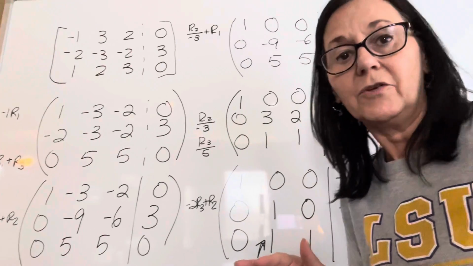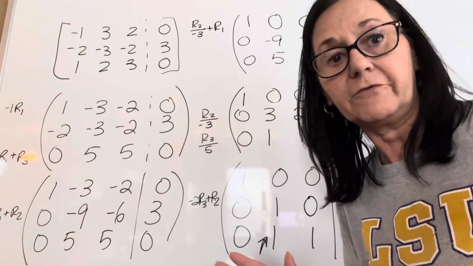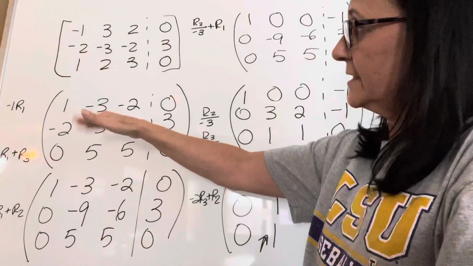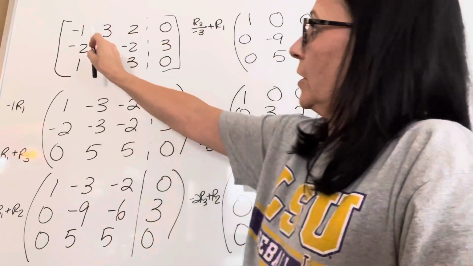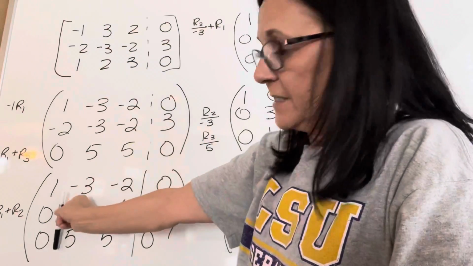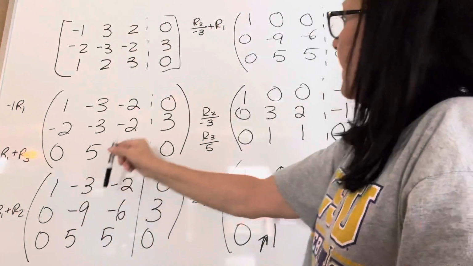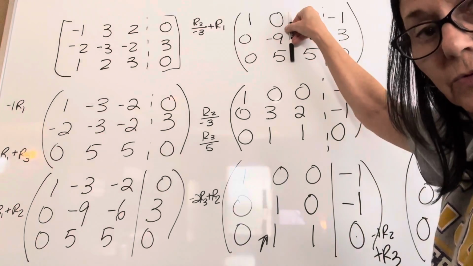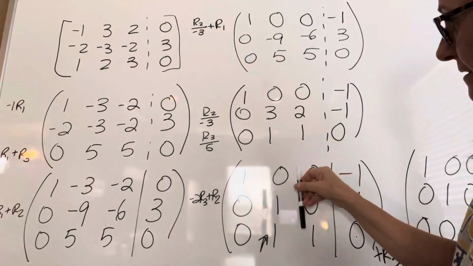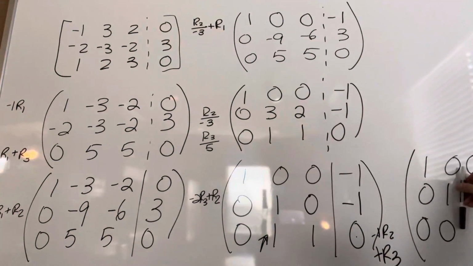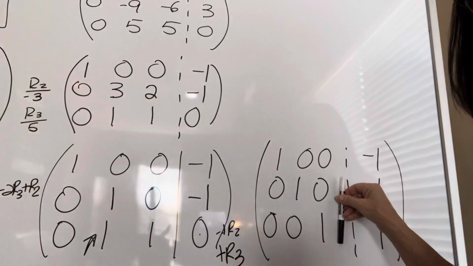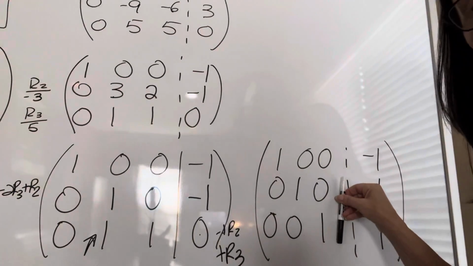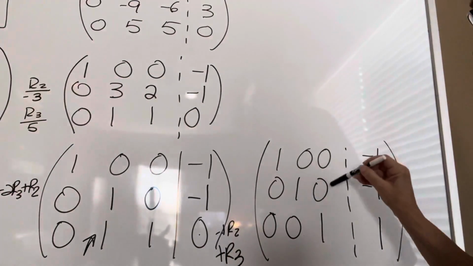All right, so how do we want to do this? You may work in different rows than I work in, but you always want to work column 1 first. Make it 1, 0, 0. Then you want to work in column 2 and make it 0, 1, 0. Okay, it happened that after I finished with column 2, my column 3 was also 0, 0, 1. But if I needed to, then I would work in column 3 to make it 0, 0, 1.